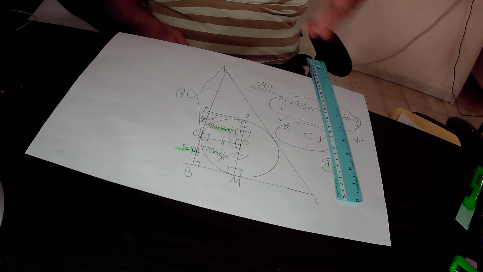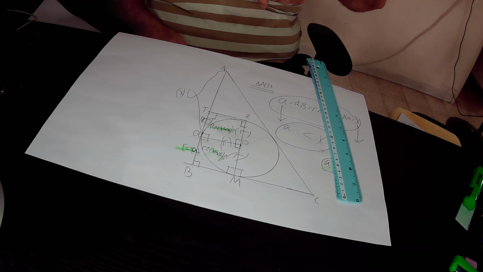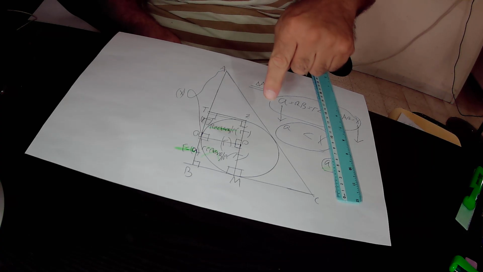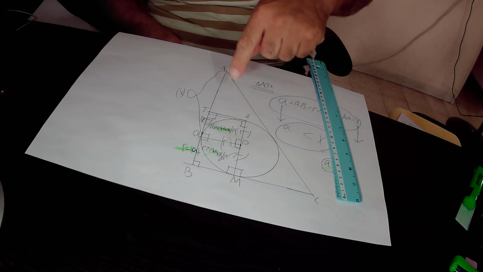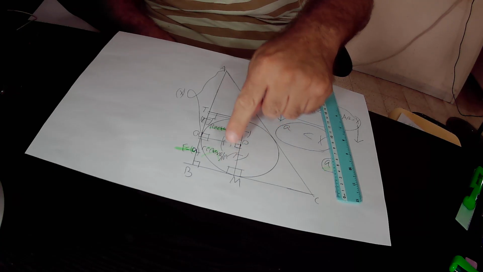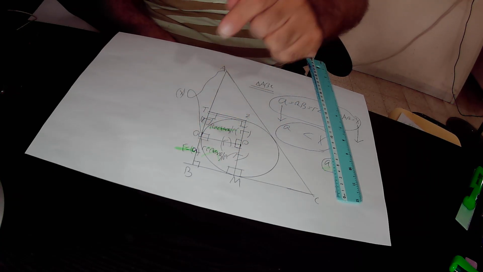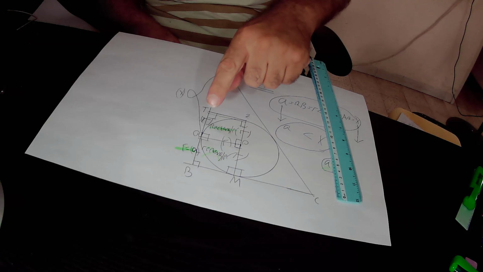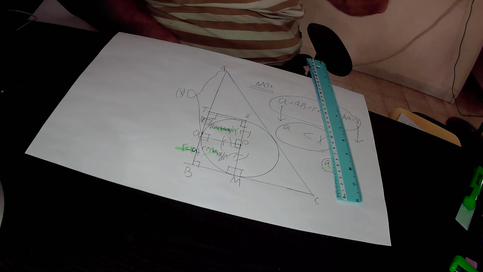So OQBM has four right angles, and therefore it is a rectangle. We also know that the opposite sides of a rectangle are equal to each other. So in the rectangle QOMB, side OM must be equal to the opposite side QB. But OM is R, therefore the opposite side QB must also equal R. So in total, QB equals A equals R.